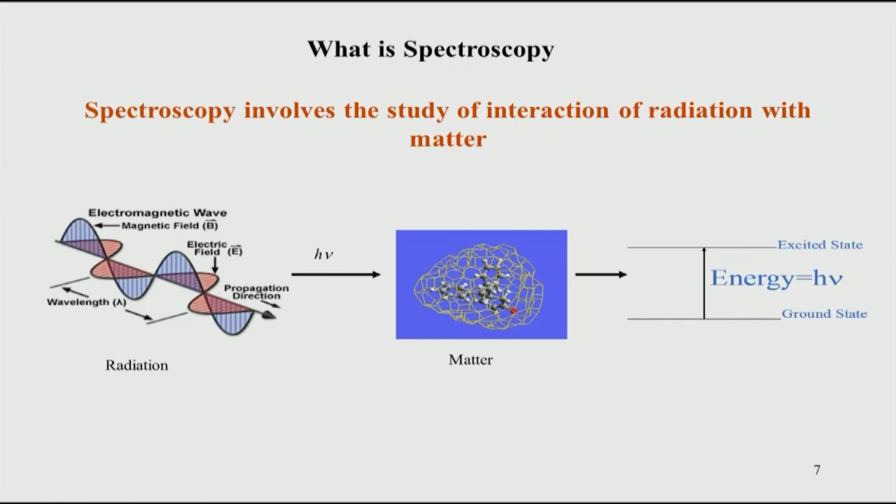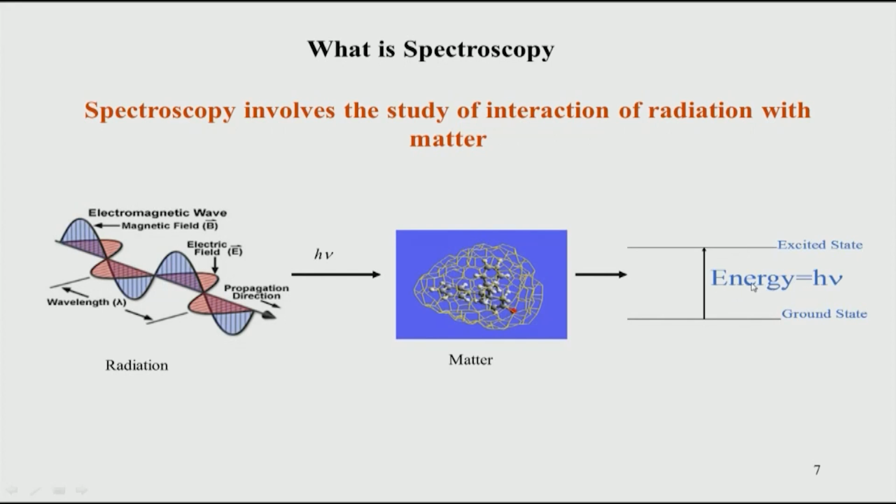For a deeper understanding, I would suggest you also look at the different books which I refer to. But in a qualitative manner, one can understand that when you shine a light on matter, which has different energy levels in its molecules, the molecules will absorb that energy if the difference in the energy levels matches the energy which we are supplying.